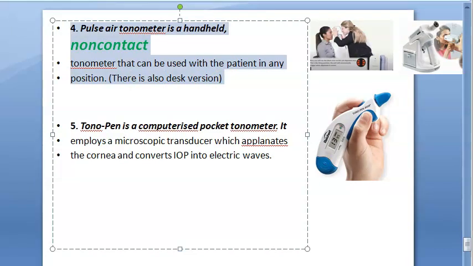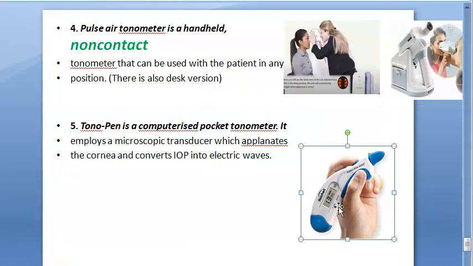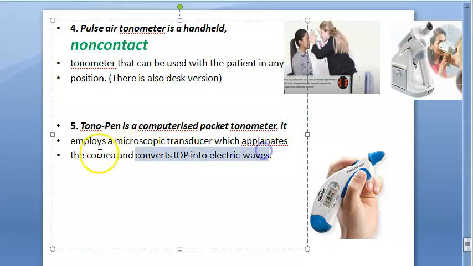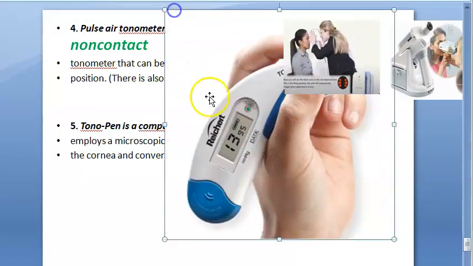Then coming to Tono-Pen, again, this is also touch only. In all this, whatever we saw, no contact is only this one, looks like, the Pulsar one. And this tonometer, Tono-Pen, this is computerized and it's pocket tonometer. Just keep it in your pocket and you can measure somebody's IOP. It converts IOP into electrical waves. It applanates the cornea. It will have some microscopic transducer and it will give some electric waves and it will display the IOP. 13.